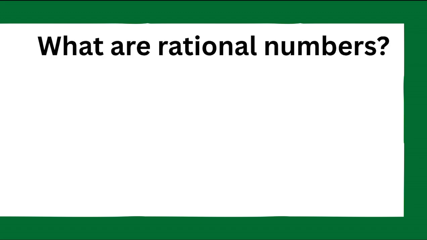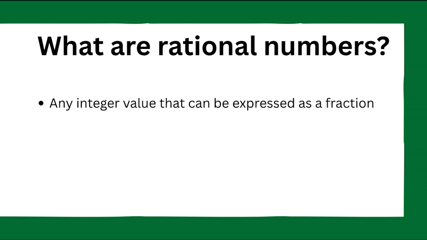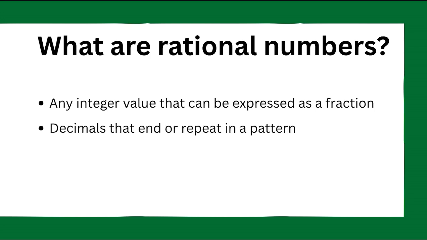So, starting off, you're probably wondering, what are rational numbers? Rational numbers can be any integer value that can be expressed as a fraction. Rational numbers can also be decimals that end or repeat in a pattern.